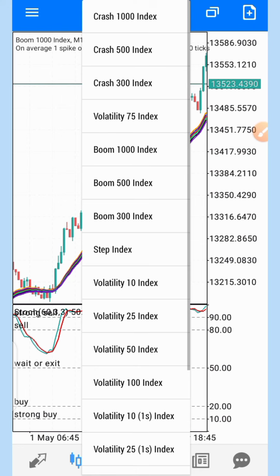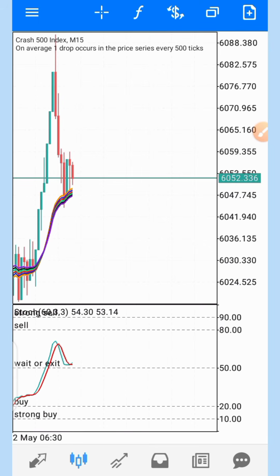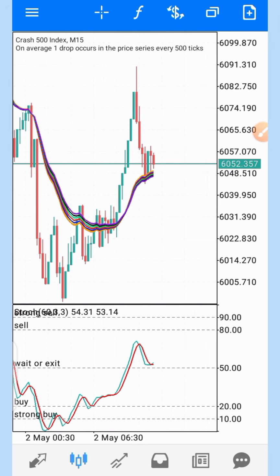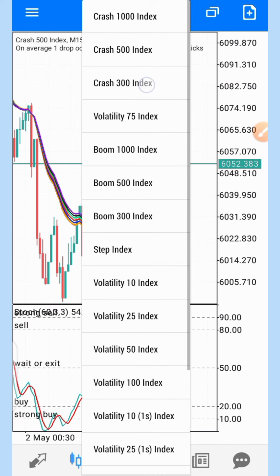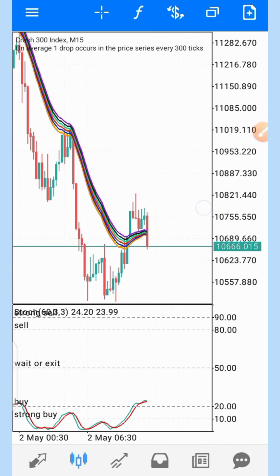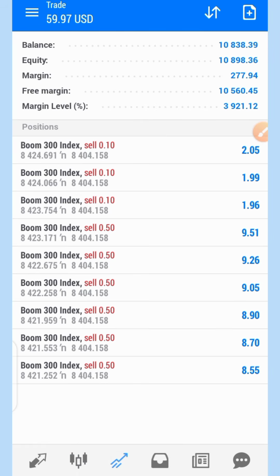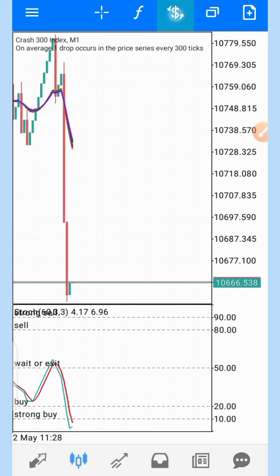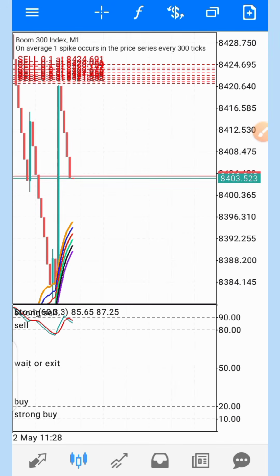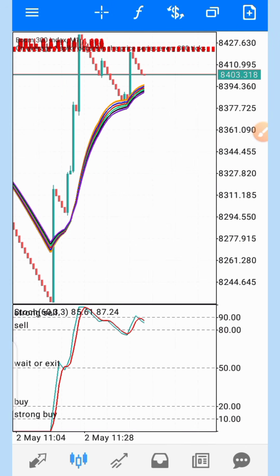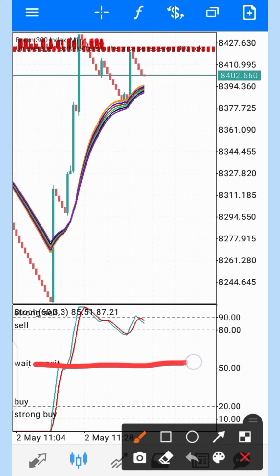So I want this trade to recover from the loss, but I don't think I have the time. So maybe I will just switch trade itself. Okay, boom 300. I don't have the time, but as you can see, you can go and test it on your own on demo. It will surely get here.